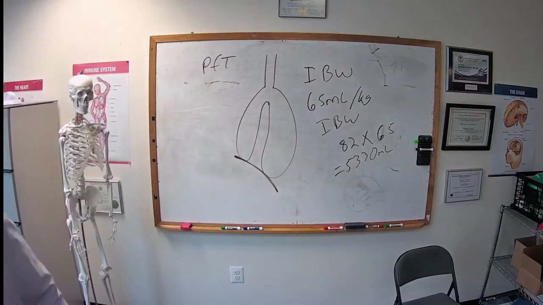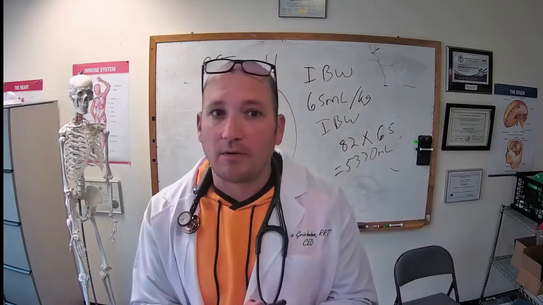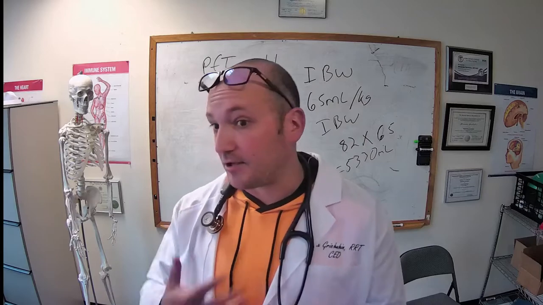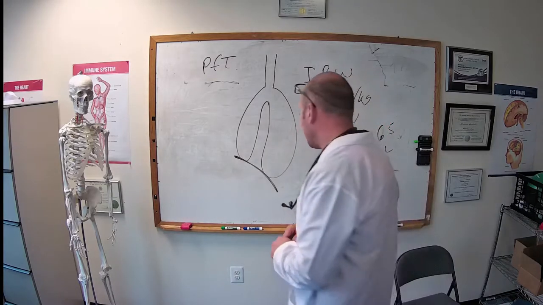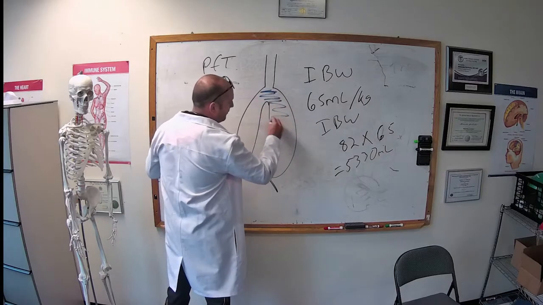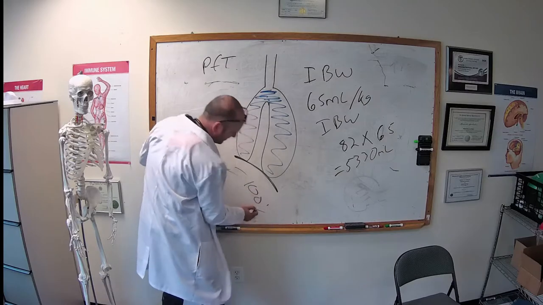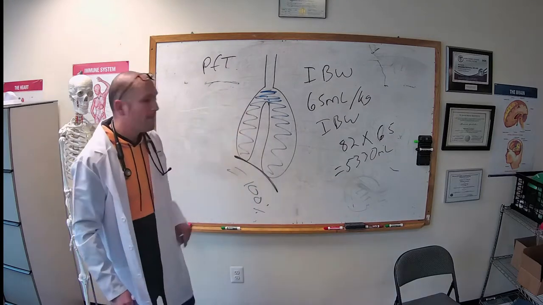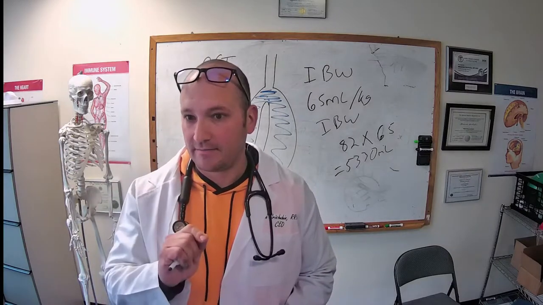Now, once I fill up my lungs all the way, I can do a rough guess pulmonary function test on myself at home. What I would have to have is a timer. So the rule of thumb is your forced vital capacity. Remember, you need to fill up your lungs all the way, filling it up 100%. And then you need to exhale all that out in 1 second.